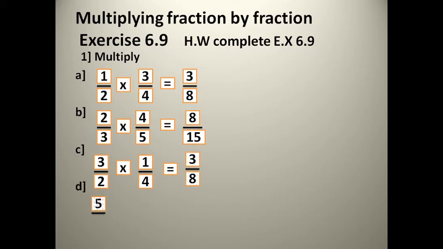Okay, my dear? Now 5 by 3, how I can multiply 5 by 3 into 7 by 4? Again here I multiply numerator together and denominator together. So 5 multiply 7, it is 35, and 3 multiply 4, it is 12.